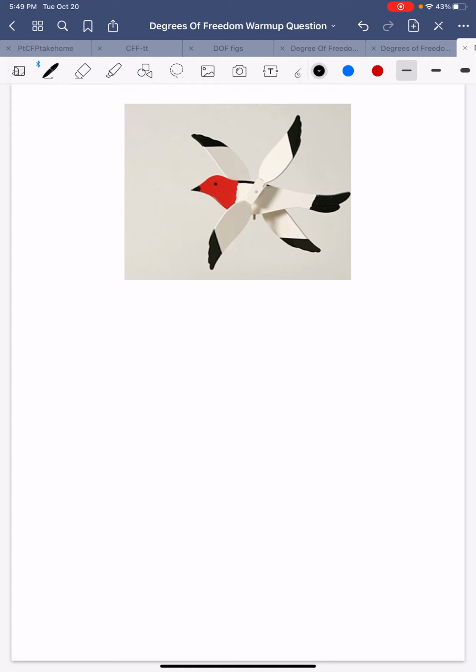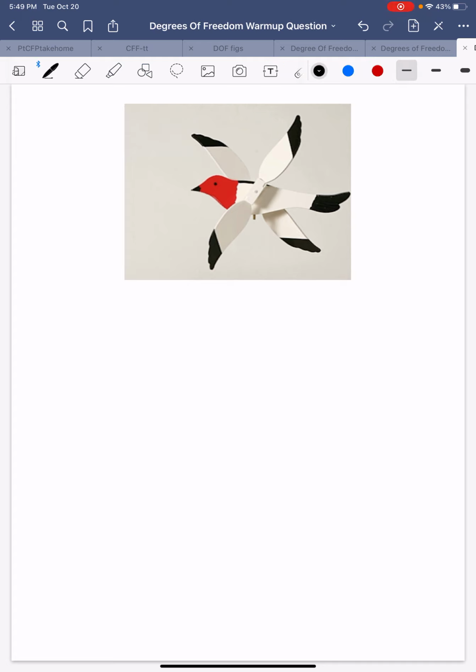Hi, I wanted to make this short note to talk about one of the web warm-up questions from earlier this week. This one about degrees of freedom of the weather vane shown here in the picture. So what we were tasked with figuring out was how many degrees of freedom do I need to specify the location and motion of the tip of one of the wings of this weather vane.